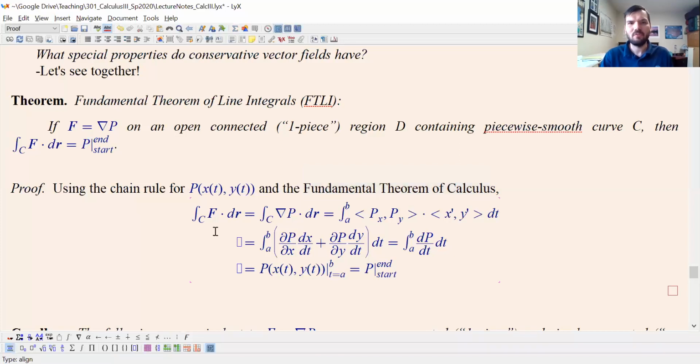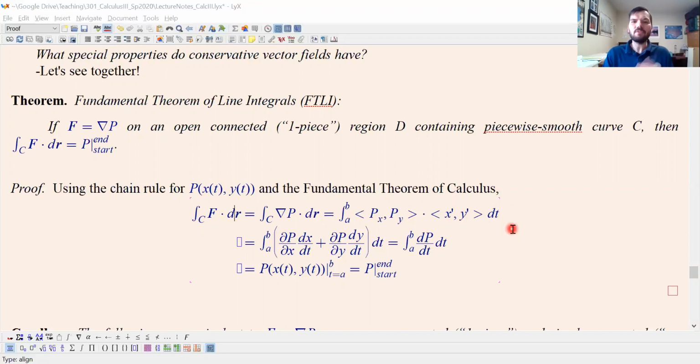So first, we start out with replacing the vector field with the gradient of a surface. And then we write out each of these pieces in terms of their components. So the gradient in 2 dimensions is broken into its two x and y partials. And then the dr piece is broken into the velocity vector and dt. So the velocity differential is your velocity times dt.